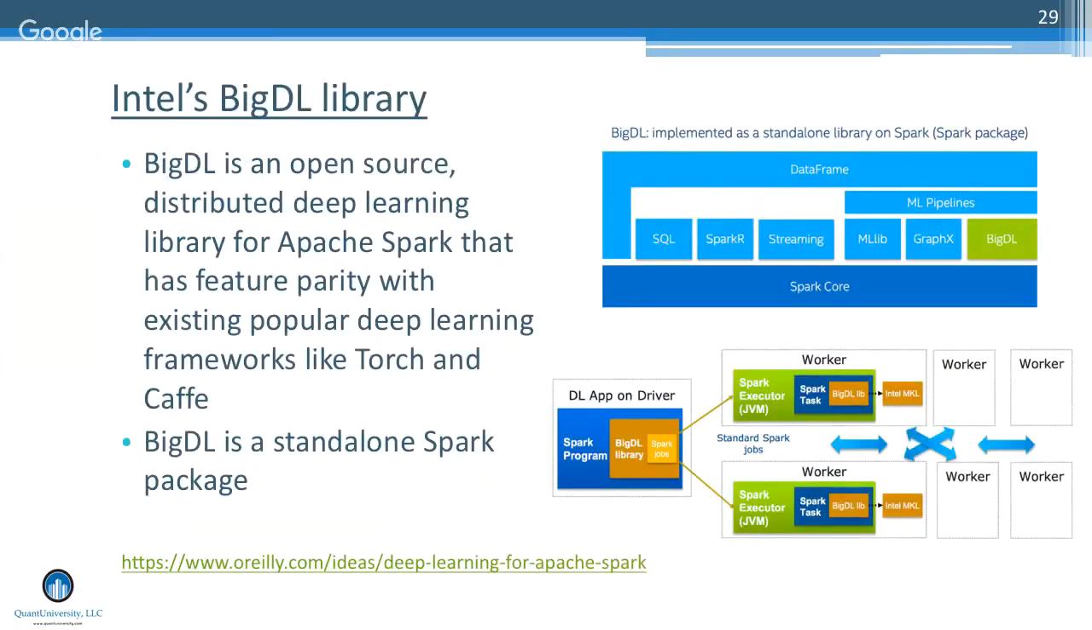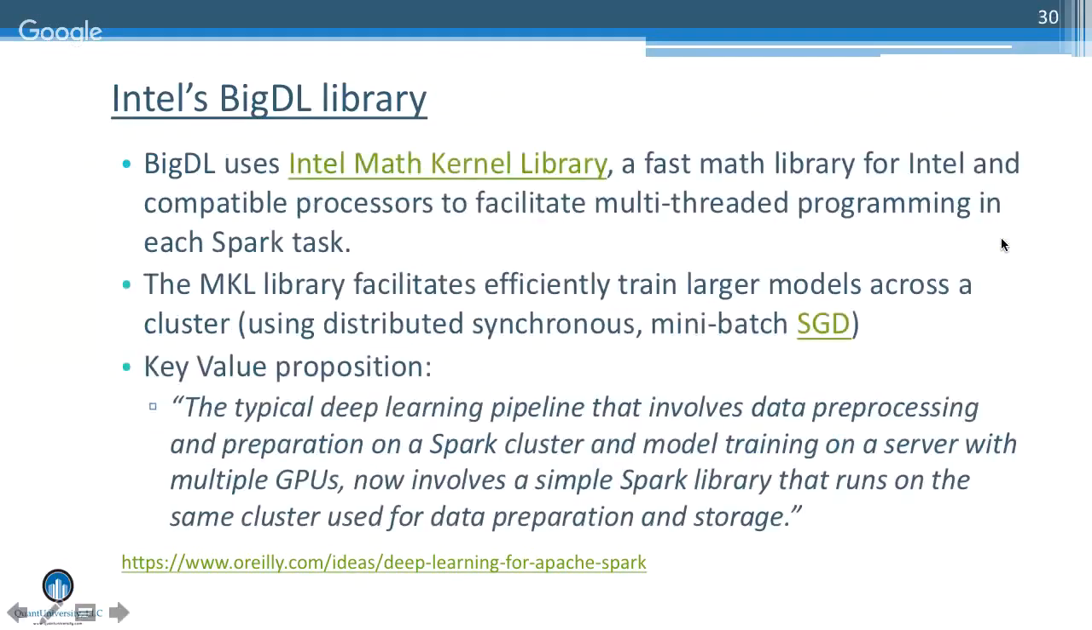One other: Intel typically has its own architecture. I haven't included any of the Nervana stuff in here on the deep neural side, but they have what's called BigDL, which is an open source distributed package for Apache Spark. They're talking about feature parity with Torch and Caffe. If you get this BigDL, you can take your Spark core and install it as a Spark package. It primarily uses MKL, which is Intel's Math Kernel Library, for multi-threaded applications for each Spark task.